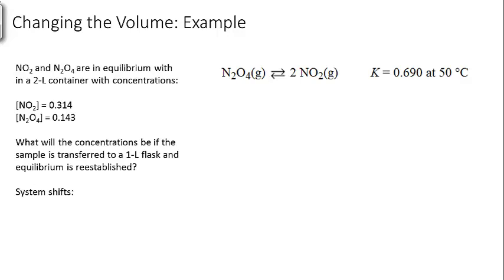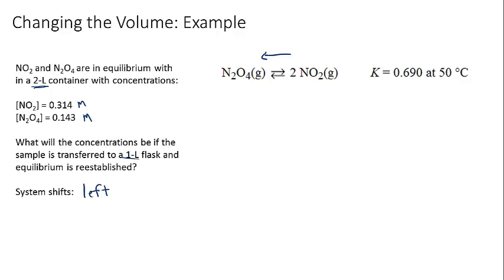So now let's look at a numerical example of this. What we have is a system involving this equilibrium, where it's at equilibrium and the NO2 concentration is 0.314 molar and the N2O4 concentration is 0.143 molar. The change we make is we go from a 2-liter container and compress it into a 1-liter container. So we're decreasing the volume. Because of that, we want to favor the side that has fewer moles of gas, so it shifts to the left.